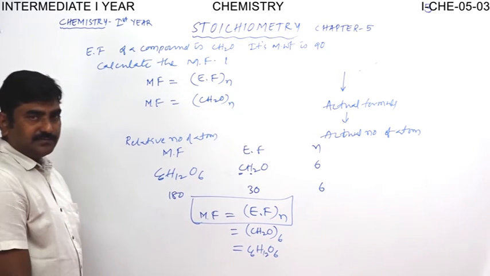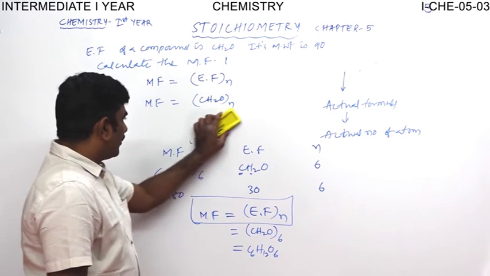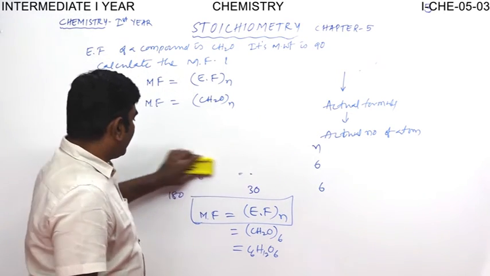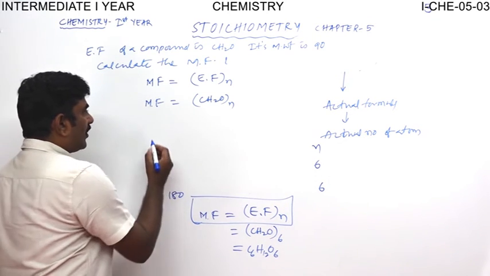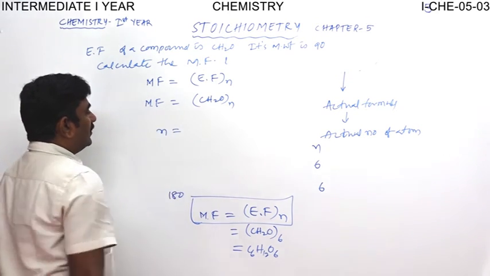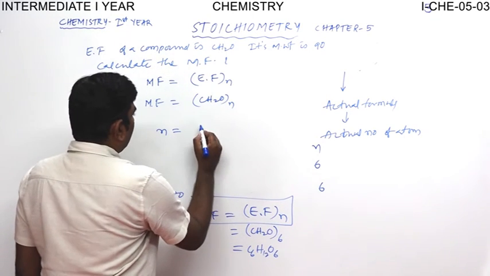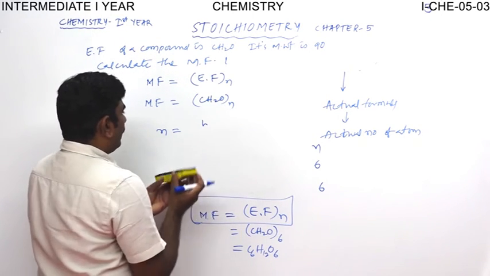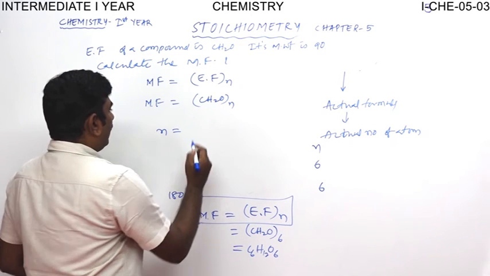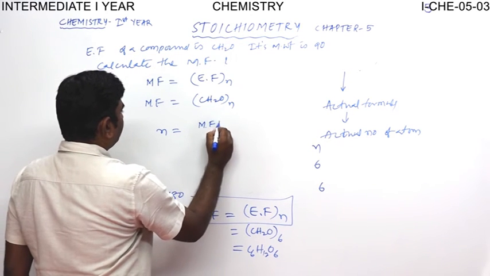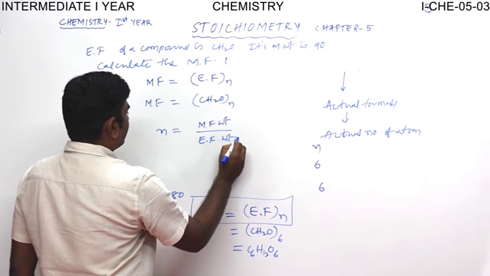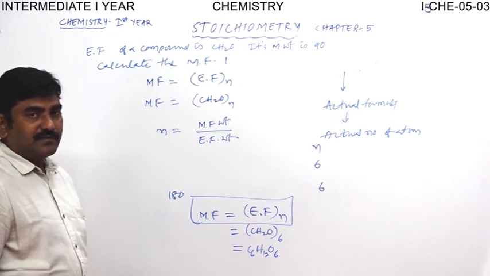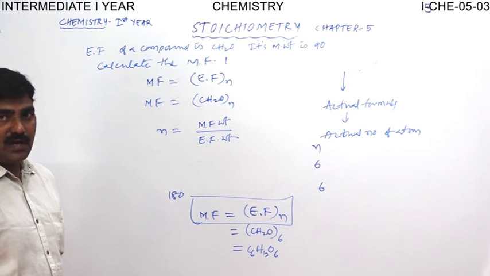We don't know the N. So therefore, what we have to do? We have to calculate the N value. And how can we calculate it? Molecular formula weight by empirical formula weight.